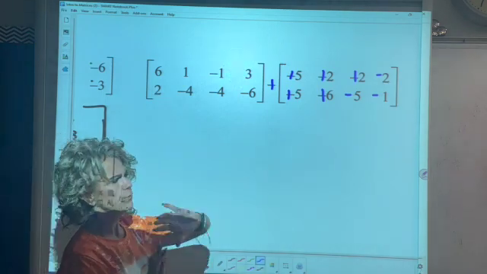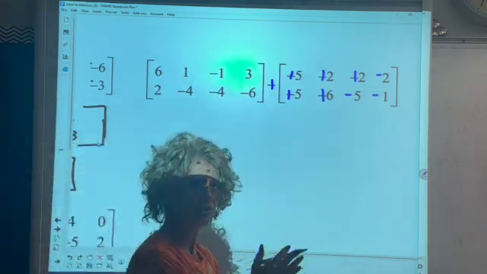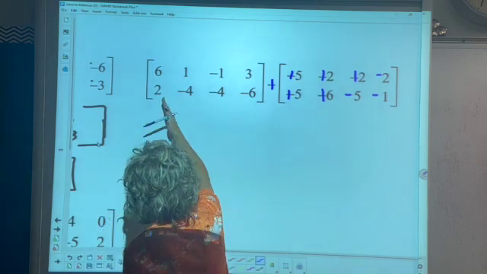And you know, I kind of went a little too fast. I should have made note. First of all, this is 2 rows, 4 columns.